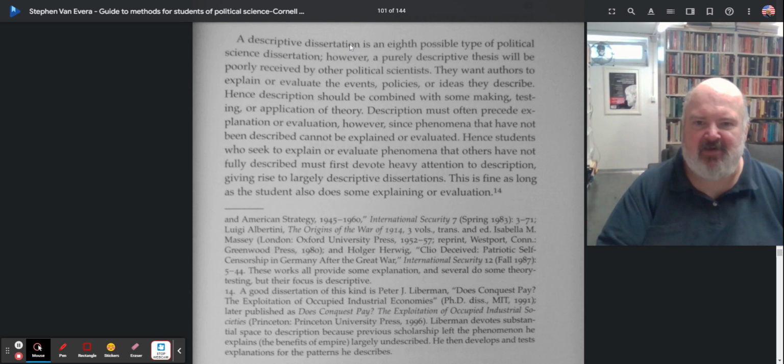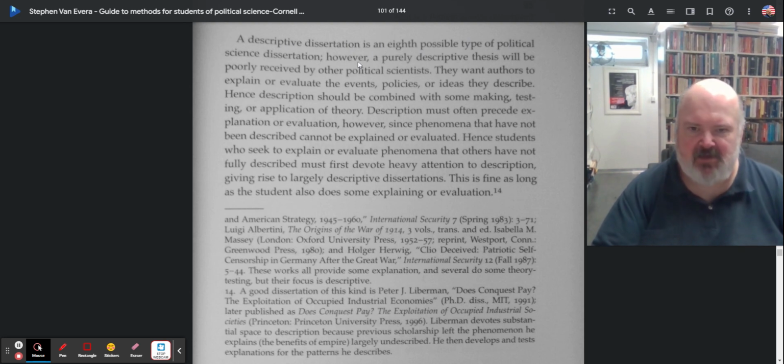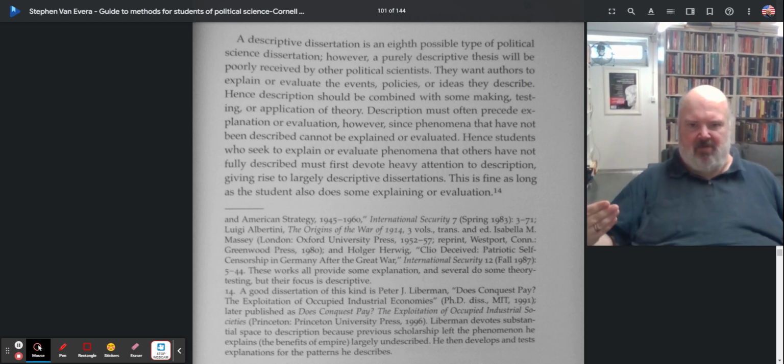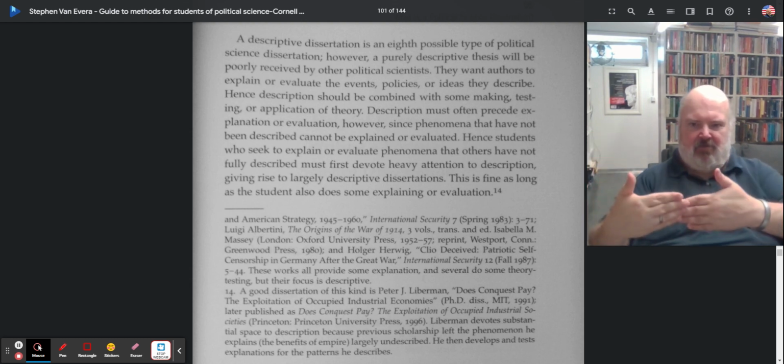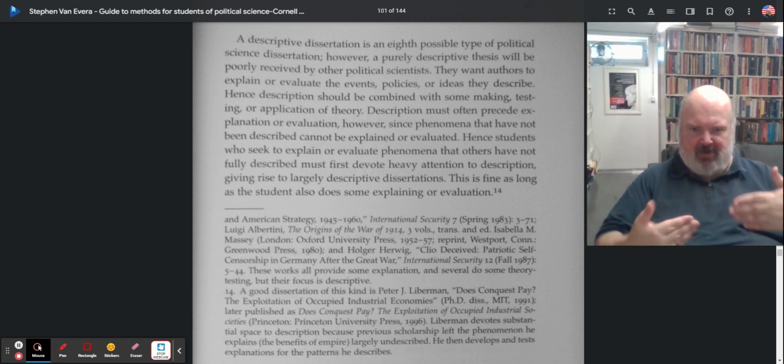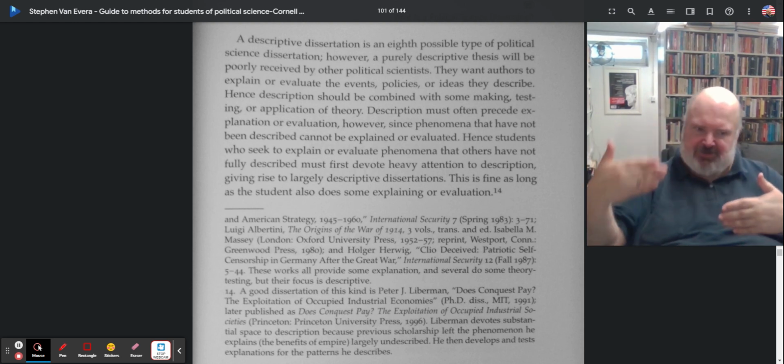Now, a descriptive dissertation is a possible type of political science dissertation. However, a purely descriptive thesis will be poorly received by other political scientists. They want the authors to explain or evaluate the events, policies, or ideas that they describe. So not just describe it. You need to explain or evaluate the events, policies, and so on, right? This is political science. Mere description is not enough.